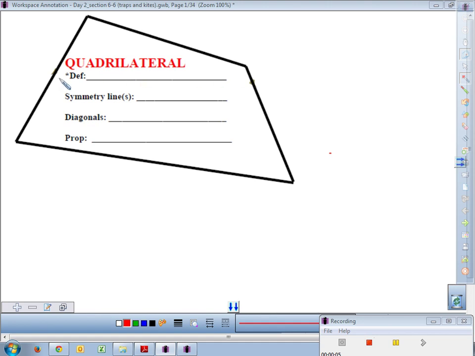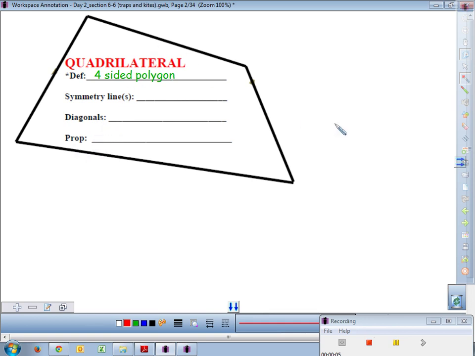Here in a quadrilateral, the first thing we'll put underneath it is the definition, which of course is a four-sided polygon. I know I didn't give you much room to write, so just kind of squeeze that in there. And then, what I want to know about each one of these quadrilaterals is how many symmetry lines it has and where they're located, and tell me about the diagonals, and tell me any other basic properties about them.